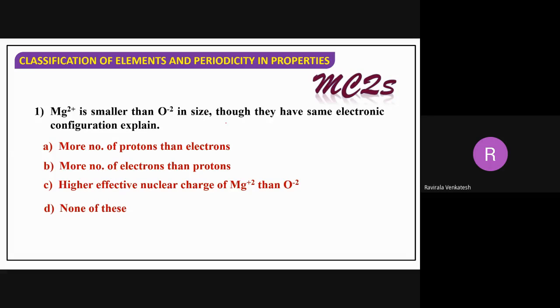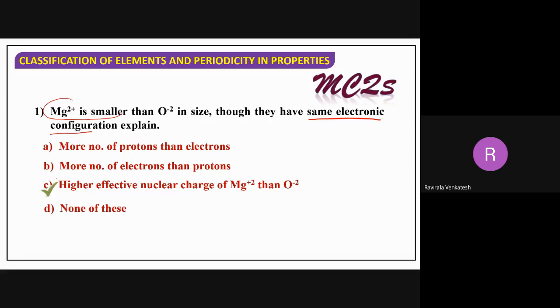Magnesium plus 2 is smaller than O minus 2 in size though they have the same electronic configuration. That means when you have the same electronic configuration, that is, the same number of electrons, right? Now what is the reason? Can you say? More number of protons, smaller. More number of protons than electrons, so high effective nuclear charge of magnesium plus 2 than O minus 2.